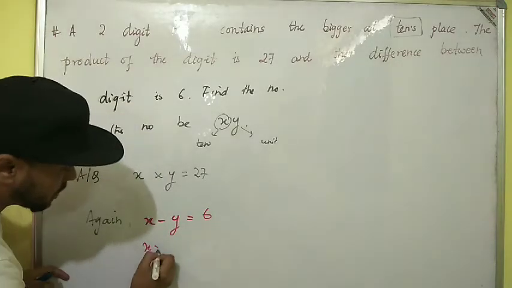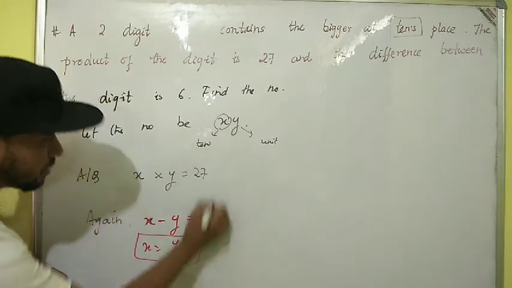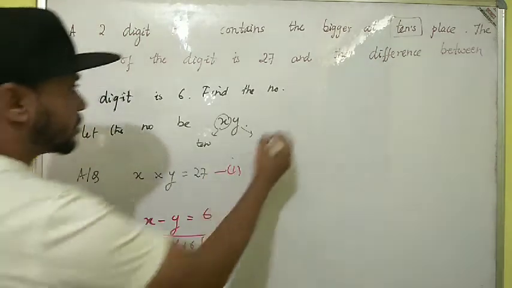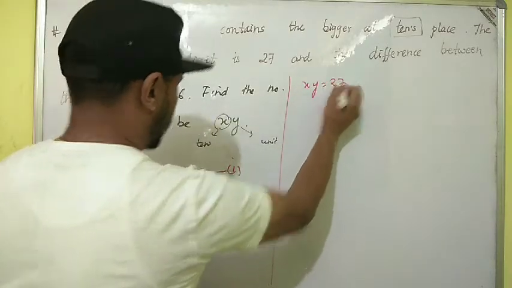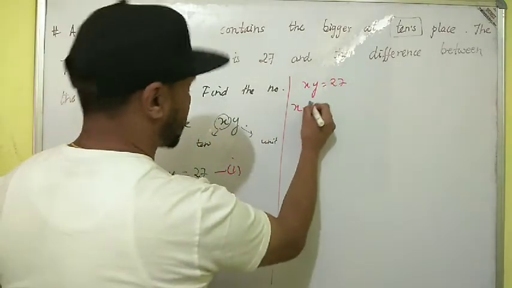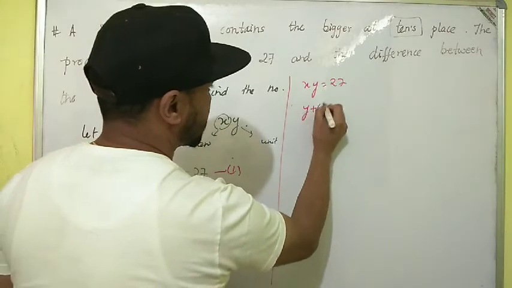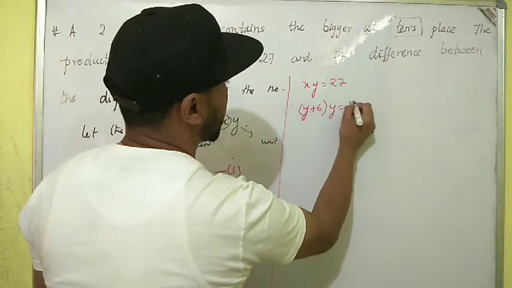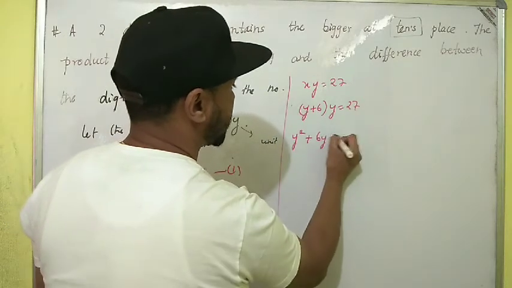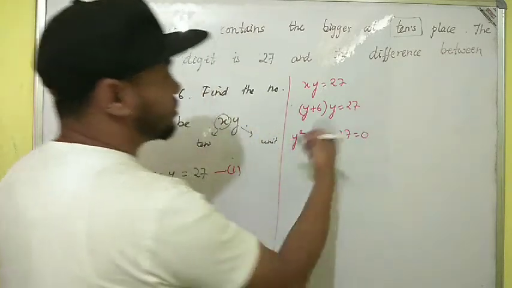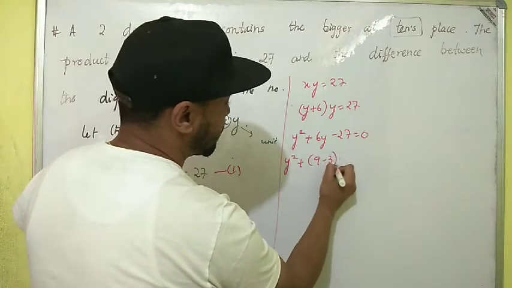Now what we can do here is, let's take y to this side, so x is y plus 6. Now let's put this value in equation number 1. So xy is equal to 27. Now if I put the value of x here, so y plus 6 times y is equal to 27. Now let's open the bracket. Now let's take 27 to this side. So 9 3s are 27, 9 minus 3. So y square plus 9y minus 3y.